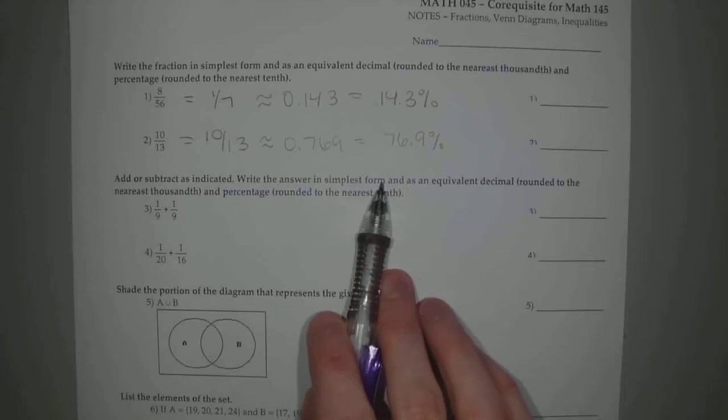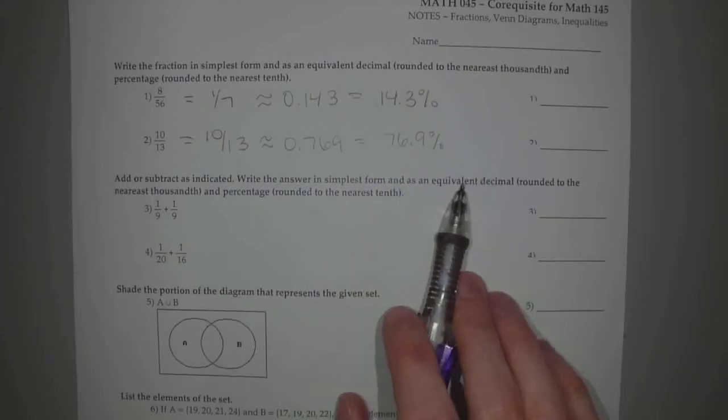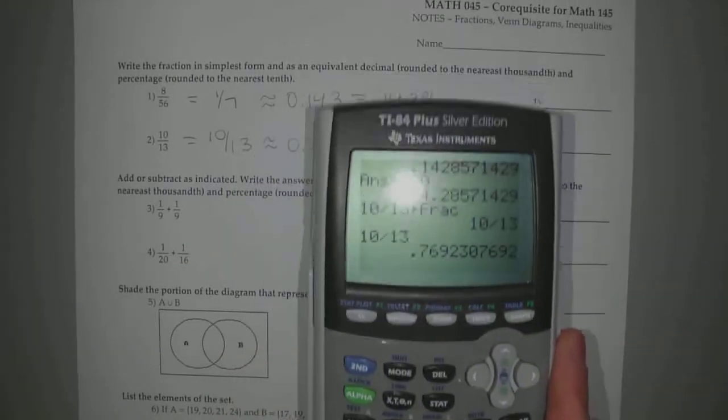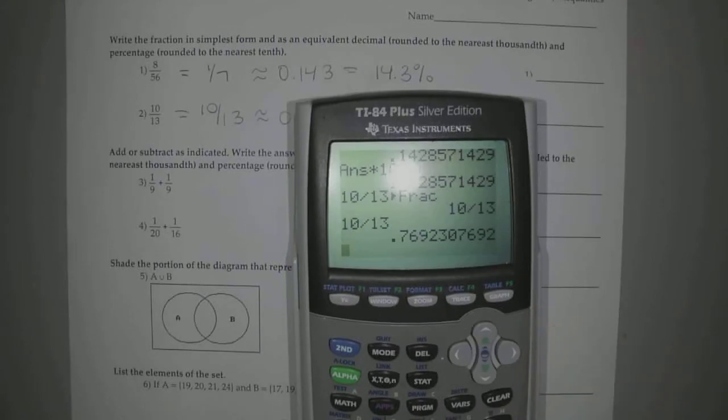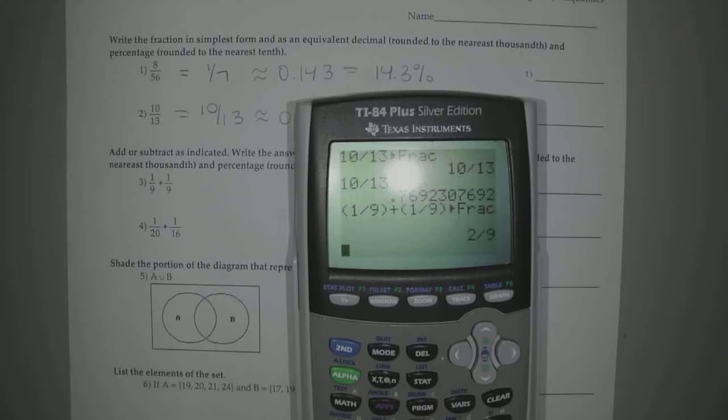They want us to come up with the answer in simplest form, but also as a decimal and also as a percent. So I put it in parentheses. I don't know if you need to, but I do. So I do parentheses 1 divided by 9, so it kind of knows that that's my fraction, plus parentheses 1 divided by 9, like that. And if you hit math fraction, it will give you your answer, 2/9.